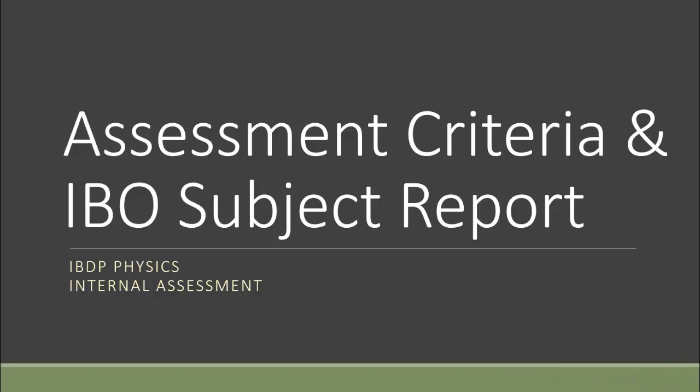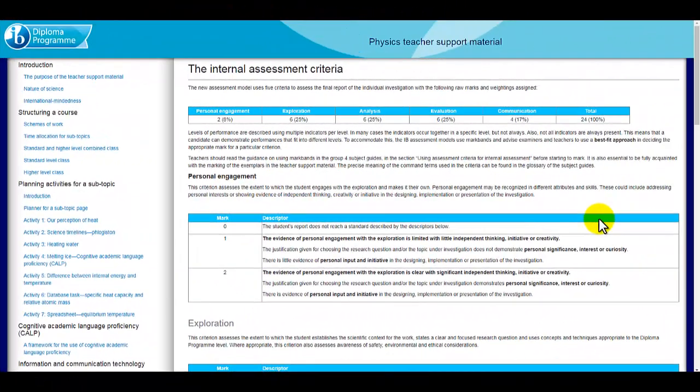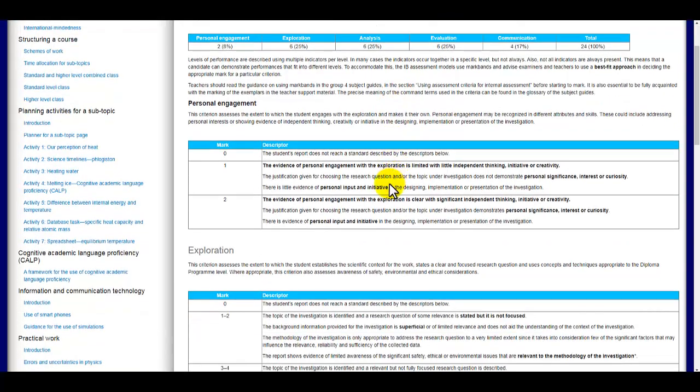In this video, we'll talk about the assessment criteria from the official physics guide. That is to say, how your teacher and also the external marker grade your IA. If you go to this link and check the physics teacher supporting material, you can find the details. This is what your teachers will use for marking your IA at the end.